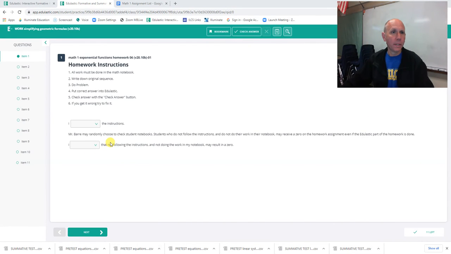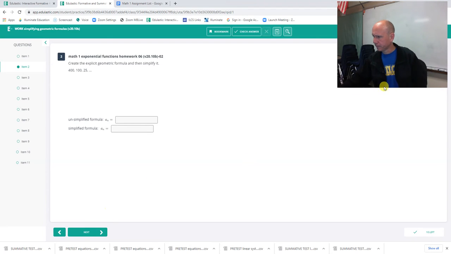Okay, all work must be done in the math notebook. Write down the original sequence, do the problem, put the correct answer into Edulastic, and check your answer with the check answer button. If you get it wrong, try to fix it. I understand the instructions, and Mr. Barr may randomly choose to check student notebooks. If you don't follow the instructions, you won't get the points. I get that. I understand that also.